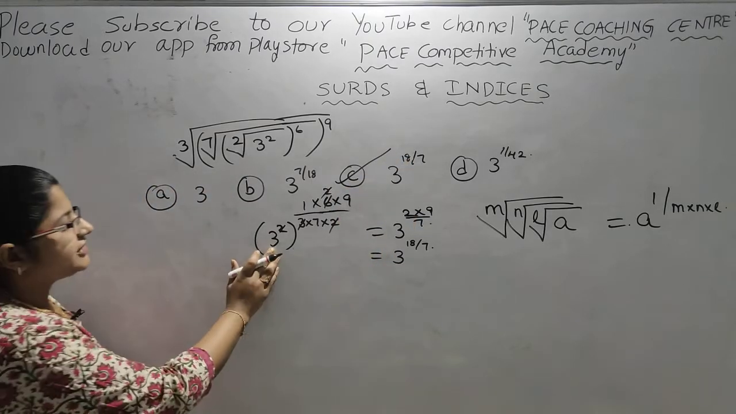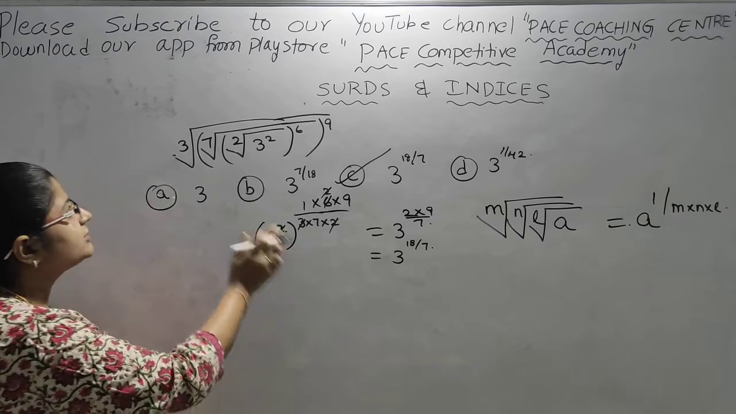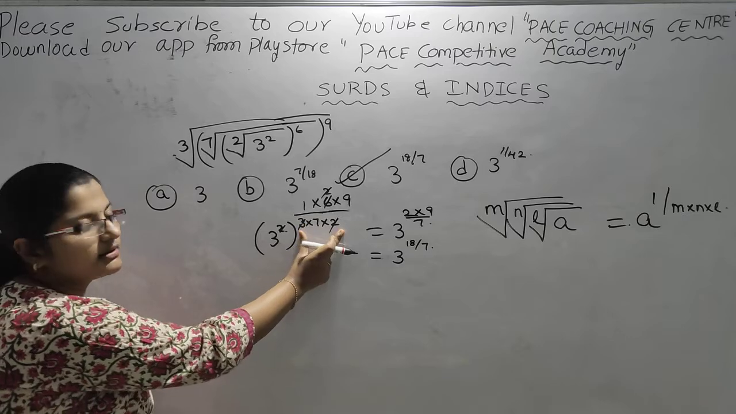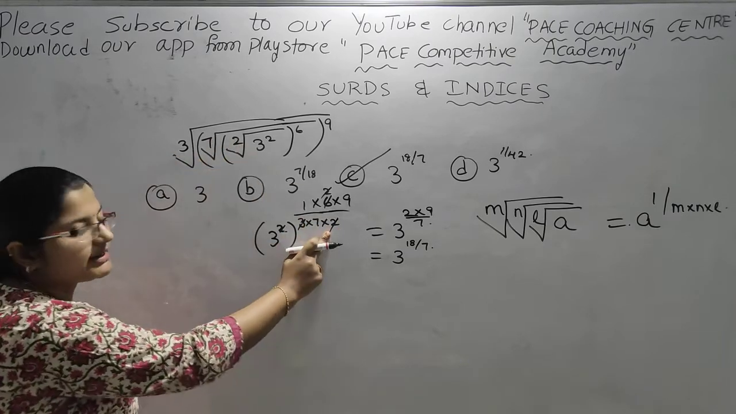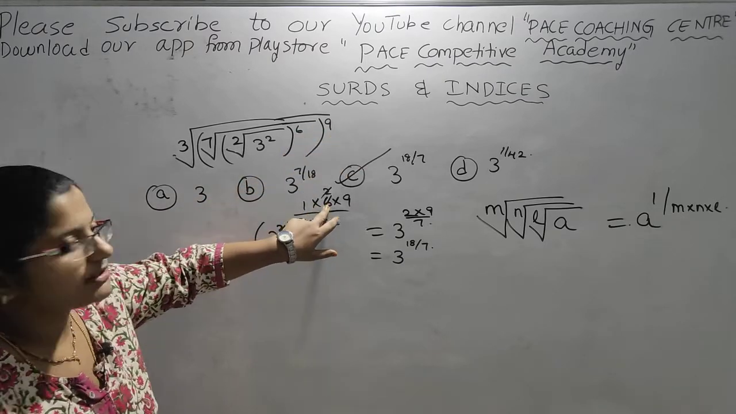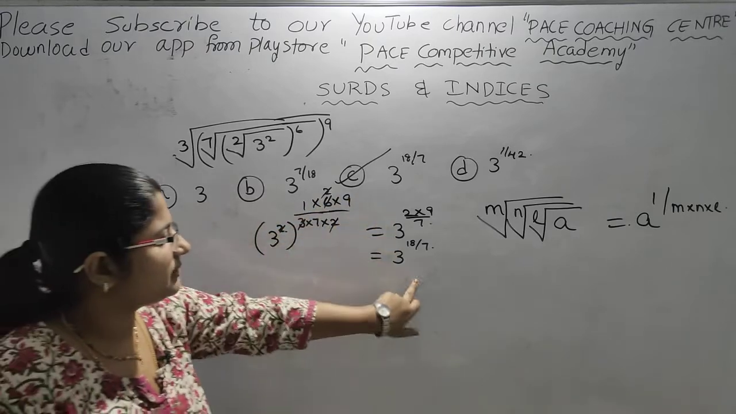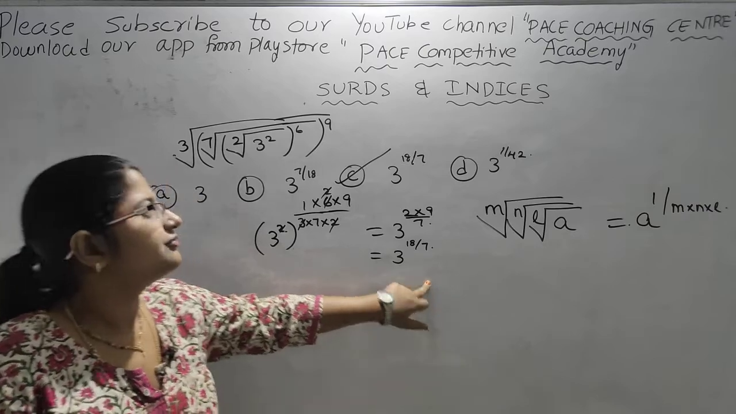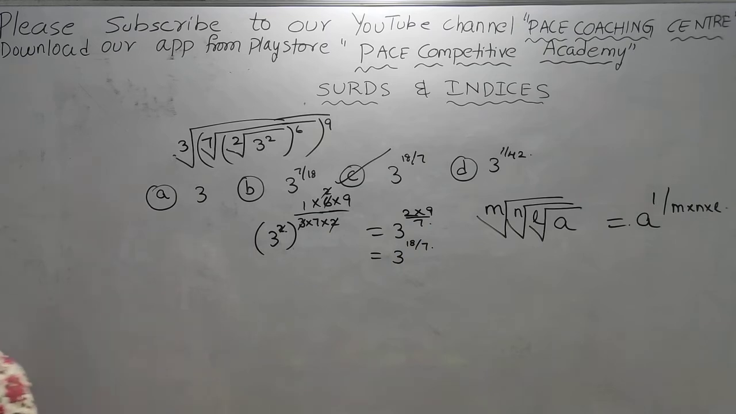See guys, what I have done? The inside number, which is nothing but 3 square whole power, all the roots should be in the denominator of the power. Okay. Which is 3 into 7 into 2. Okay. And the whole powers should be in the numerator of the power, which is 6 into 9. So after further simplification, you will be getting 3 power 18 by 7. So 3 power 18 by 7 is the right answer. Okay. So coming to the next question.